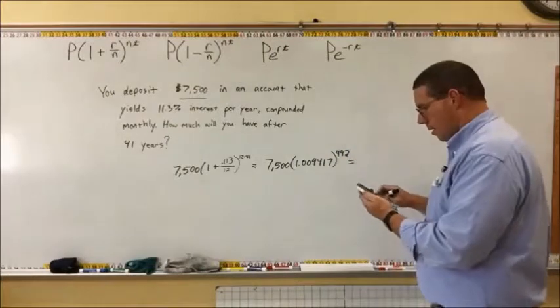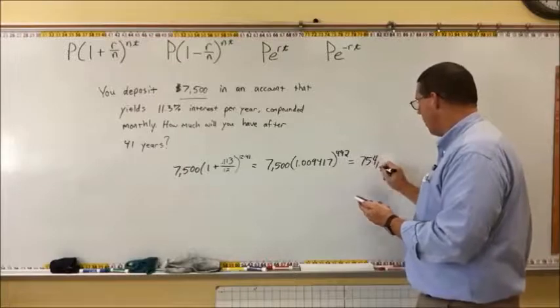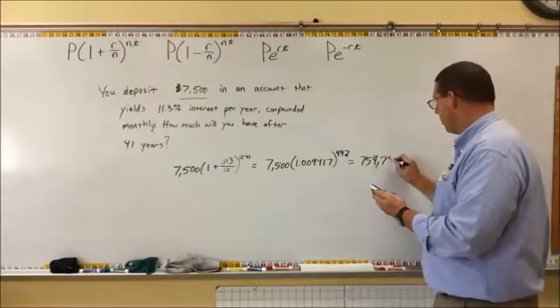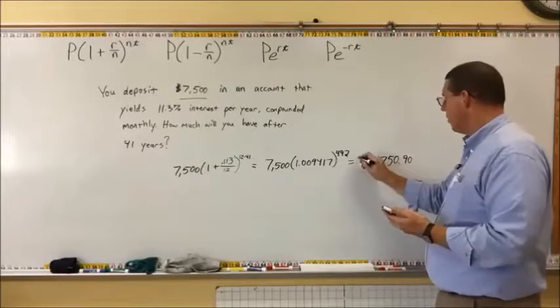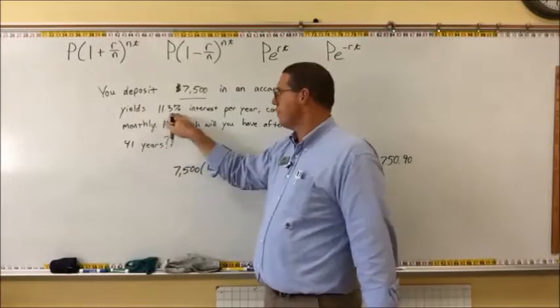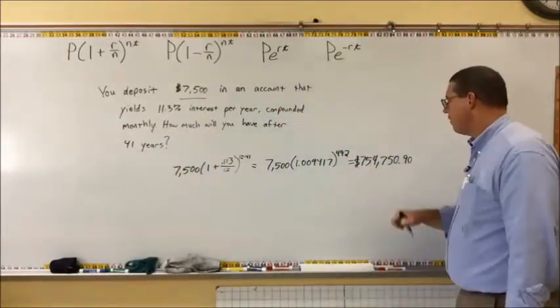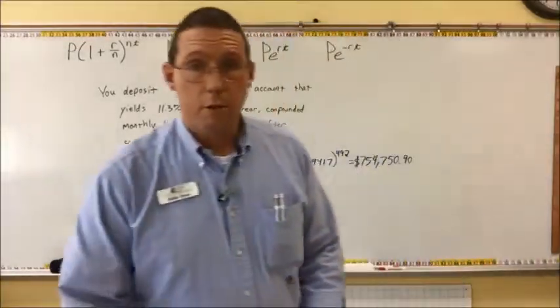And we get $754,750.90. So this is money, right? So $7,500 over 41 years at 11.3% interest, $754,750. Now that's real deal. You could actually do that.